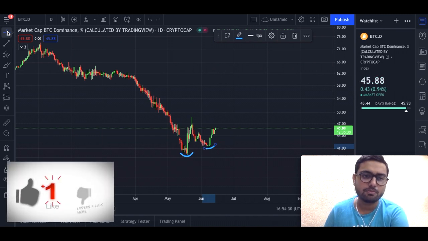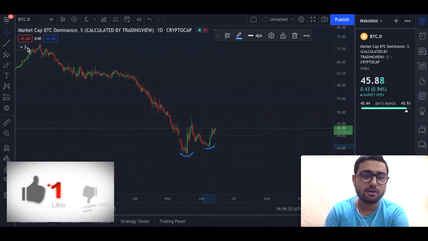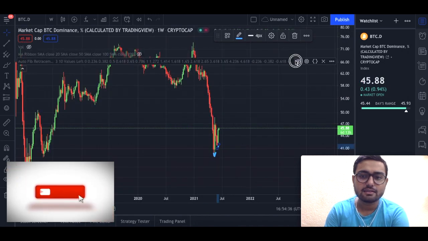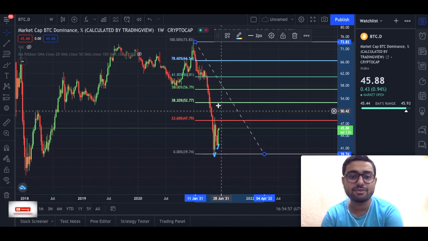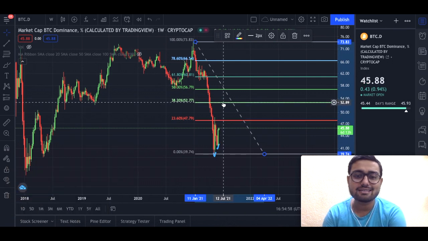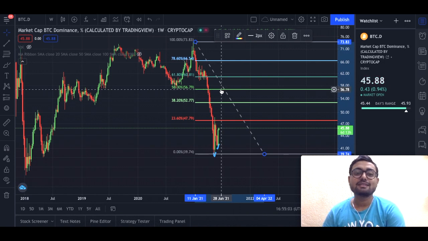If we pull out the fib retracement on the weekly, we can see that the 47% will act as a resistance here, but I personally feel we might test this 52%, and there are even some chances of us testing this 56% dominance level of Bitcoin as well.